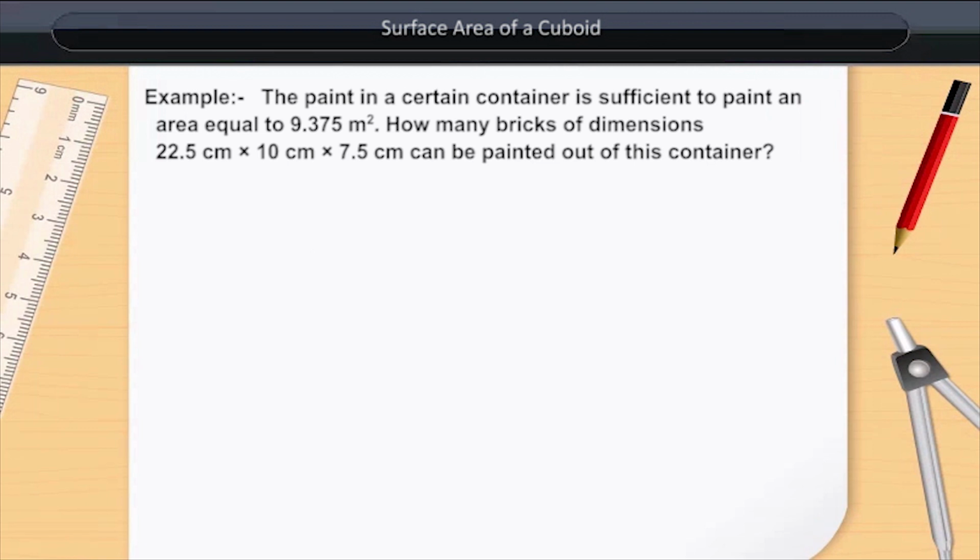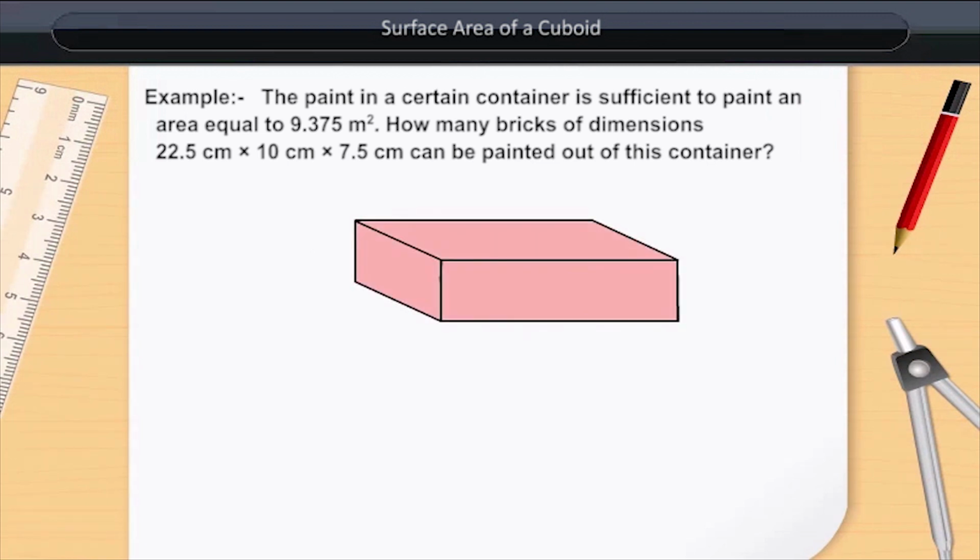The paint in a certain container is sufficient to paint an area equal to 9.375 square meters. How many bricks of dimensions 22.5 cm multiplied by 10 cm multiplied by 7.5 cm can be painted out of this container?